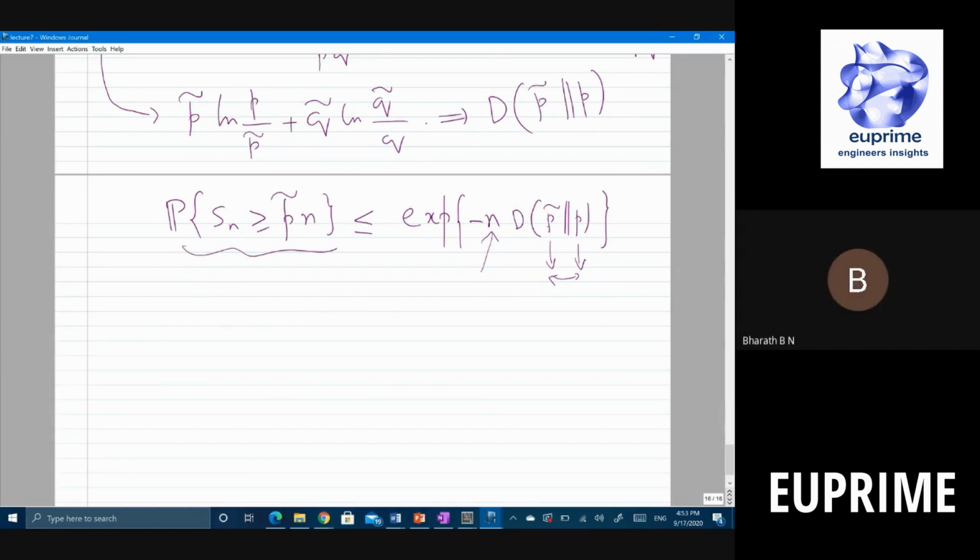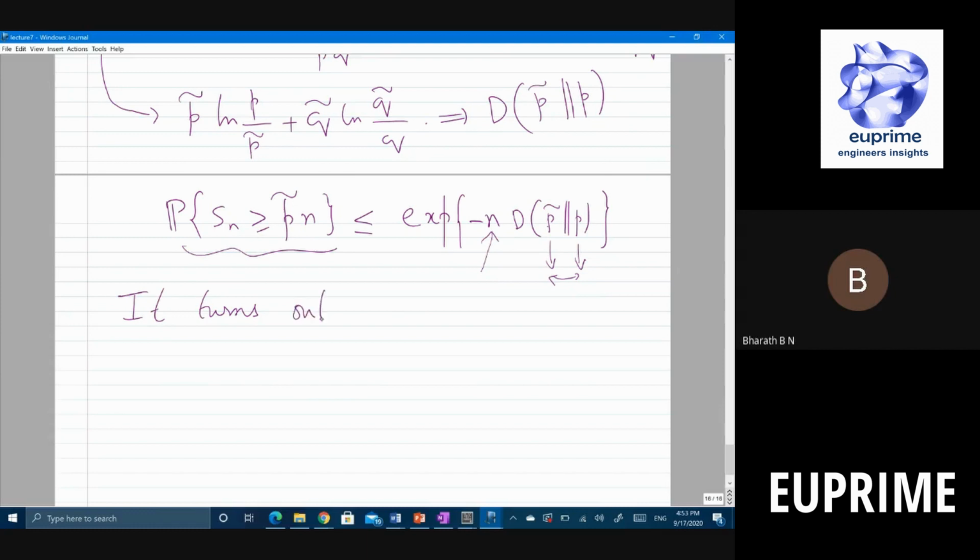This is one bound. In fact, in one of the classes, we looked at a bound on this, where I had written something like square root of 1 by 2 pi n p tilde q tilde and so on, exponential of minus n times Kullback-Leibler distance. Of course, you can get that provided you do some binomial approximation, basically Stirling's approximation. I think it's one of the exercise problems that you are supposed to solve. I'll give you this as a homework with hints.